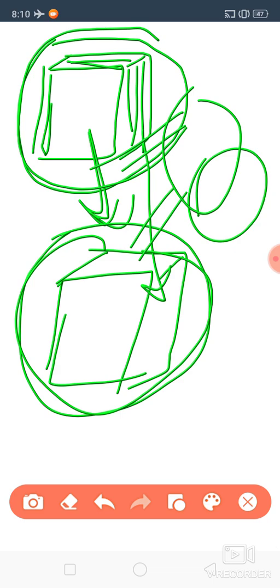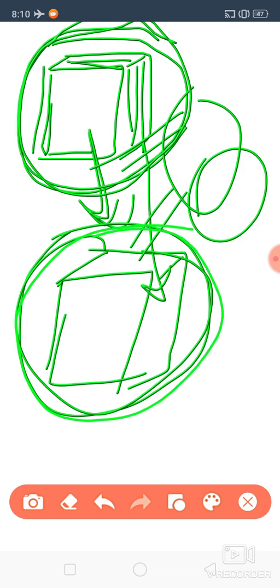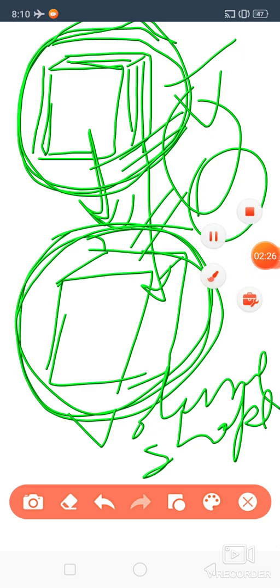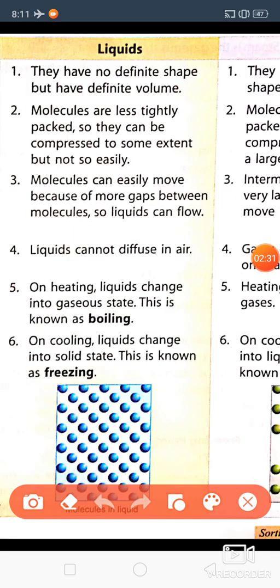What do you mean by volume? Volume means space, how much space it is covering. Suppose at this place it's covering this much space. Now if you take it to another place, it will cover this much space only. So it has fixed volume also, and fixed shape also. Okay, but if you take a liquid, it will not have a fixed shape. We'll see that. Now liquids have no definite shape but have definite volume.